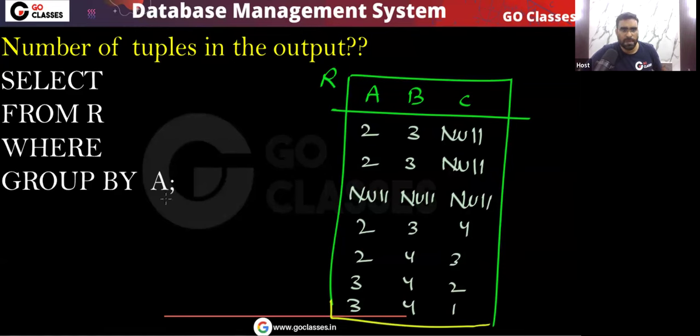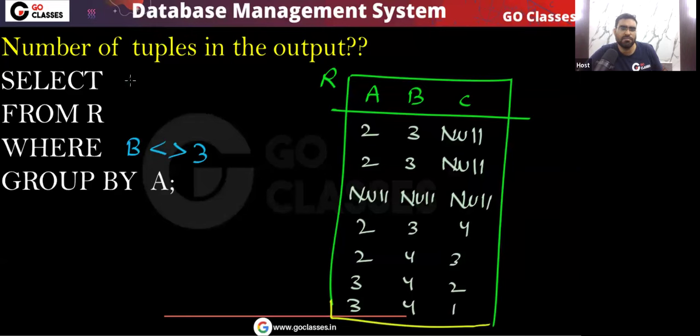First of all, let me do grouping by. You just tell me for which question you want the answer. For example, grouping by A from this table R, and let me put the where condition also: where B value is not equal to 3.